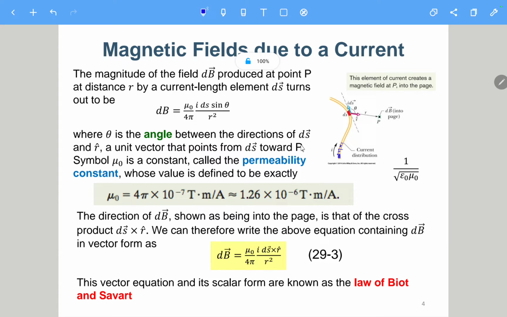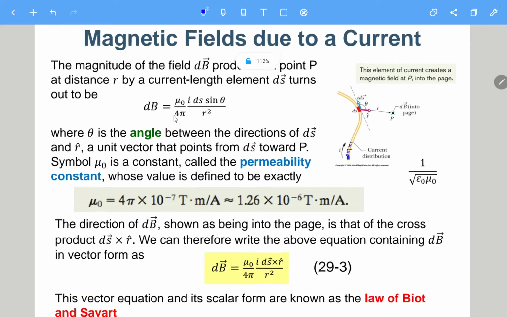So here is what the so-called Biot-Savart law mentions. It says the magnitude of the field dB produced at point P at distance r by current length element ds turns out to be this expression. Actually this is a law, so don't ask how we can derive it. We cannot derive it. It's just induced from some experimental results.